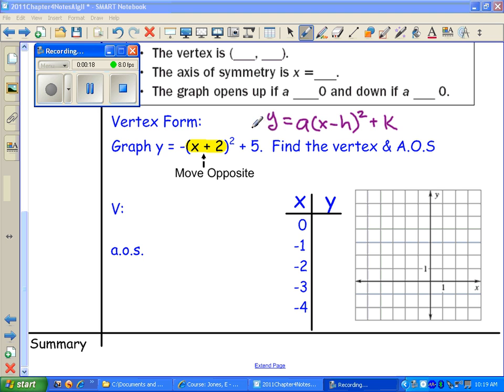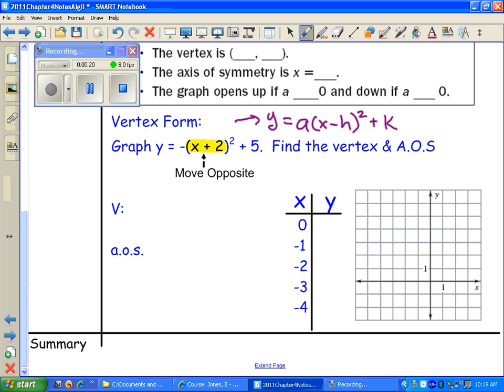This is the vertex form over here in purple, and it was at the top of this page, just the standard format for it. Notice where H is and where K is. Those are going to be the values of the vertex. The vertex is going to be (h, k) from that equation.